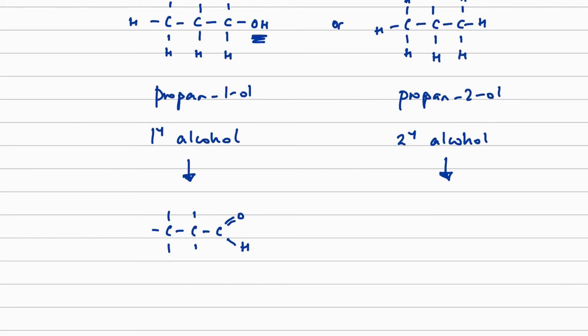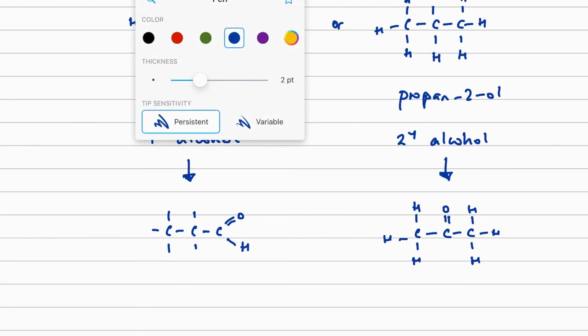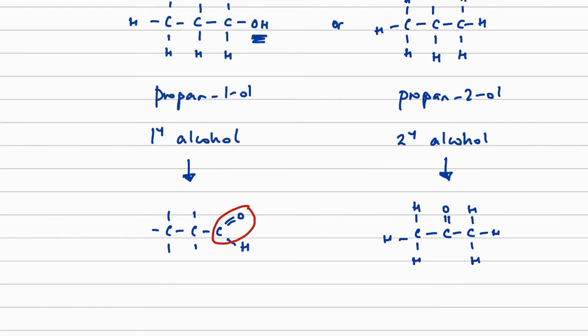If I oxidize a secondary alcohol, on the other hand, I get a ketone, where my carbonyl group is in the middle of the chain, as opposed to on the end of the chain. So, carbonyl group on the end of the chain, and I've made an aldehyde. Carbonyl group in the middle of the chain, and I've made a ketone. They're different molecules. They have really quite different chemical properties.